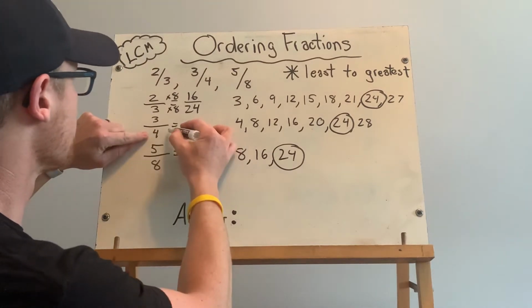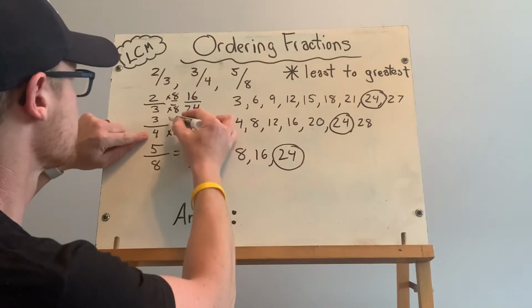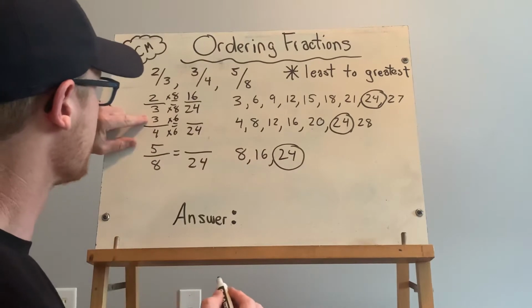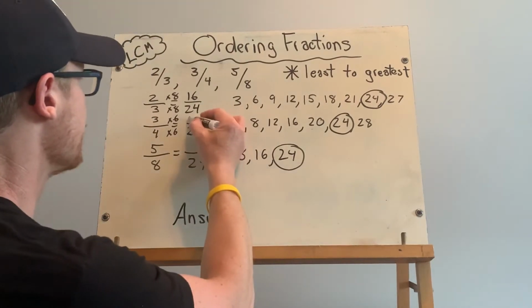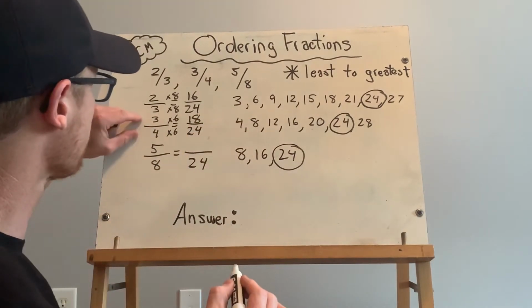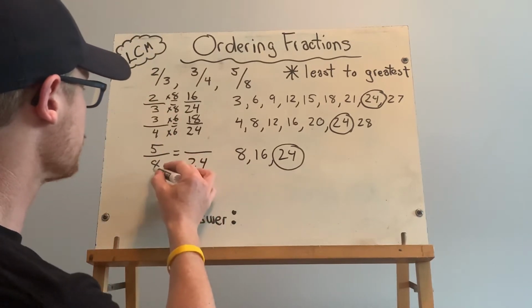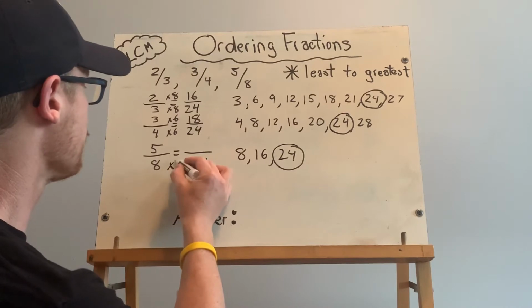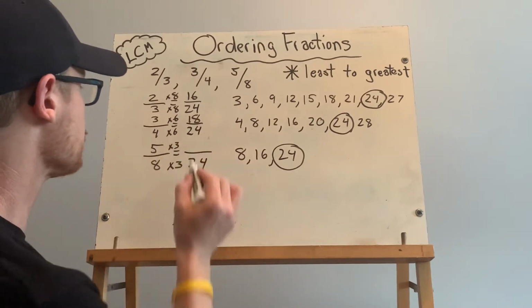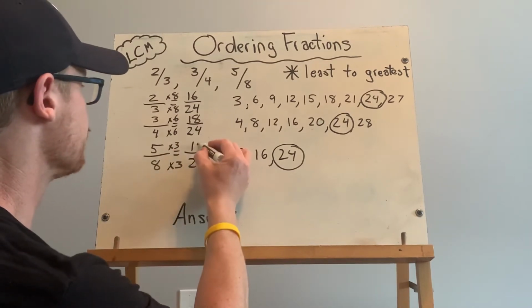To go from 4 to 24, I know I multiply by 6. I'll do the same thing for my numerator. And 3 times 6 is 18. So 3/4 is equal to 18/24. And then lastly, to go from 8 to 24, I know I multiply by 3. So I'll do the same for my numerator. 5 times 3 is 15.